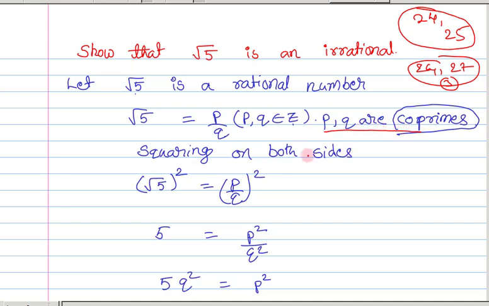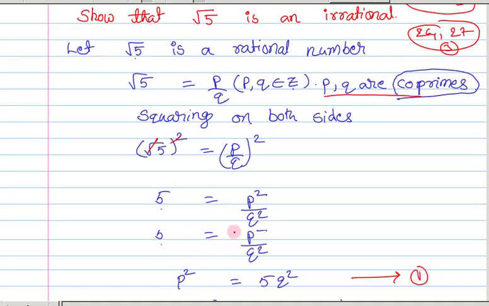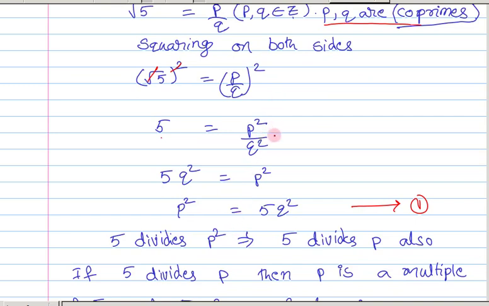In this case, I am going to apply squaring on both sides of the above equation, so that this can be written as root 5 the whole square is equal to p by q the whole square. The square and square root get cancelled. This can be written as 5 is equal to p square by q square. I am transposing this q square to the other side of the equation. I can write it as 5q square is equal to p square, that is, p square is equal to 5q square, and I am calling it the first equation.